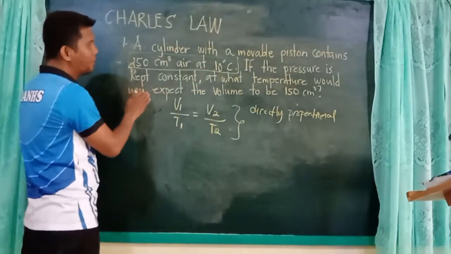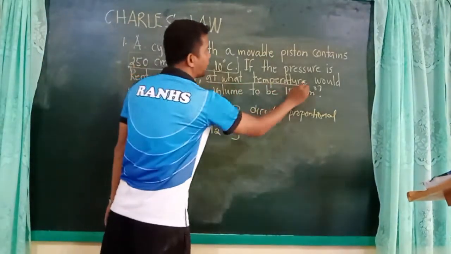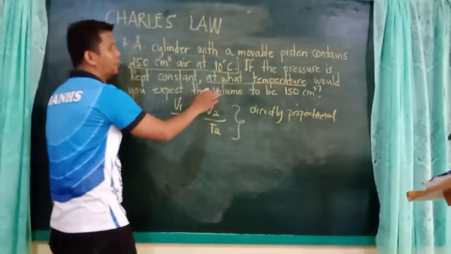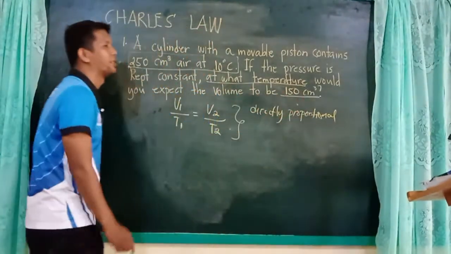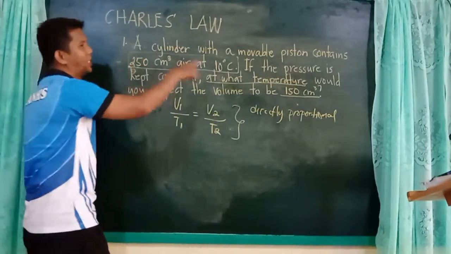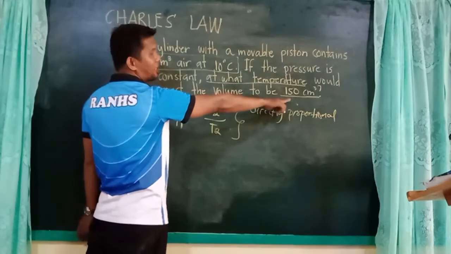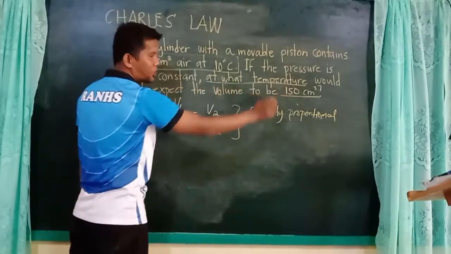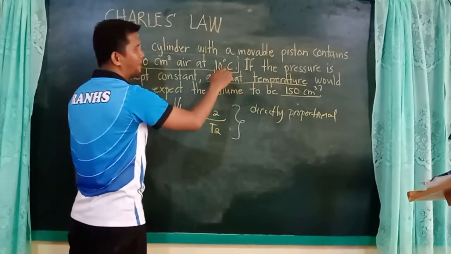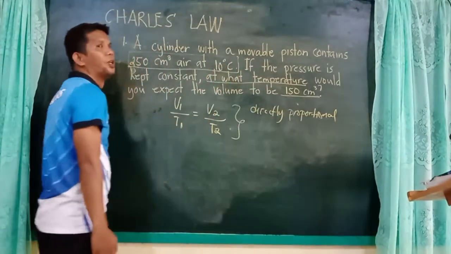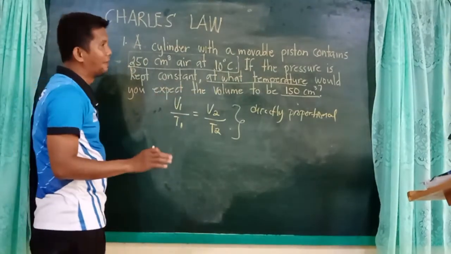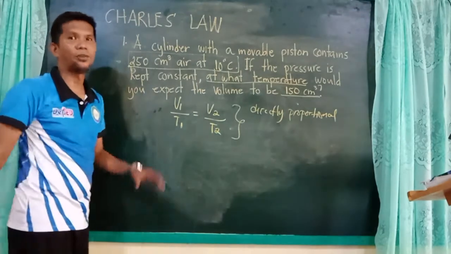Now, if you're going to read the problem again, at what temperature would you expect the volume to be at 150 centimeter cube? If you observe, from 250 it became 150 centimeters, which means our volume goes down. Now, from 10 degrees, if the volume goes down, our value for the temperature will also move down. That is what we will look at later, to see if our answer is correct.